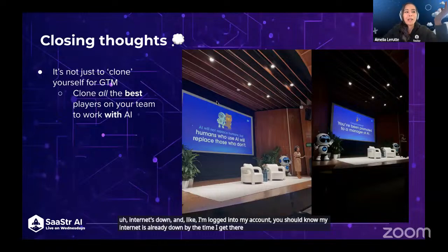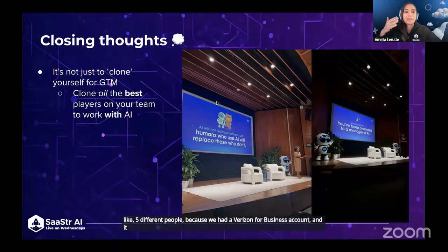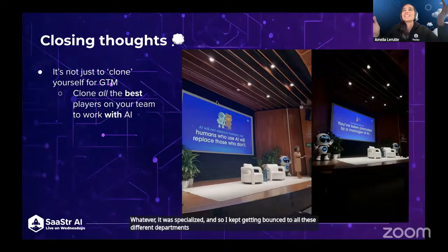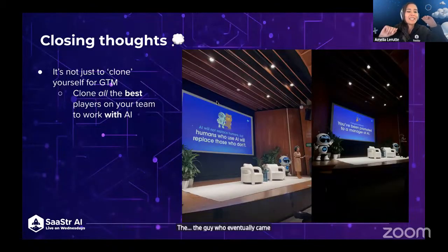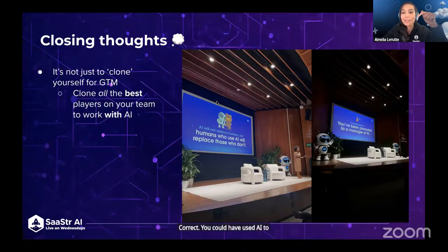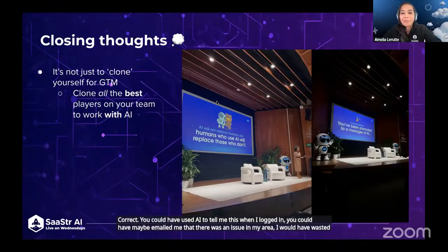And so I got routed to like 5 different people because we had a Verizon for Business account and it was specialized, I don't know what they call it, FiOS or whatever. I kept getting bounced to all these different departments. And finally, I think the screenshot on my phone was like 45 minutes later, the guy who eventually came on said, "Oh yeah, there's just an outage in your area, so your internet's down." I go, "Great. You could have used AI to tell me this when I logged in. You could have maybe emailed me that there was an outage in my area. I would have wasted 45 minutes on the phone."